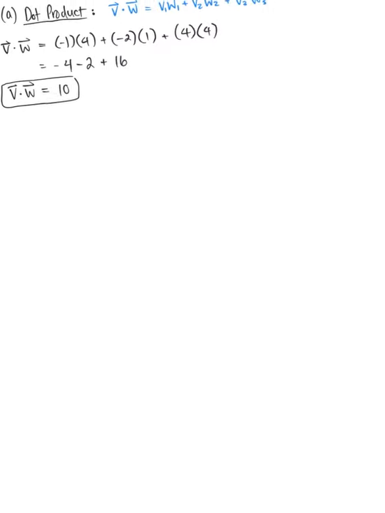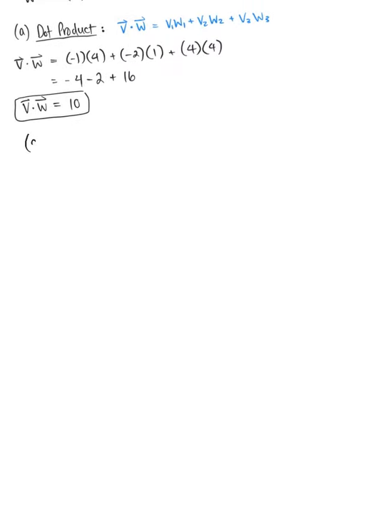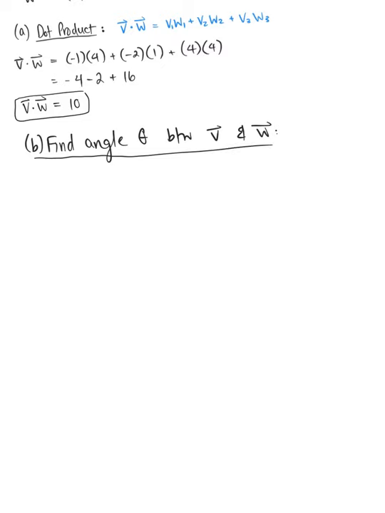And then for our second question here, question B, we want to find the angle between these vectors. And again, we recall that we'll use our geometric interpretation form of the definition here. So recall that vector v dot vector w is equivalently equal to the magnitude of vector v multiplied by the magnitude of vector w multiplied by cosine of theta.